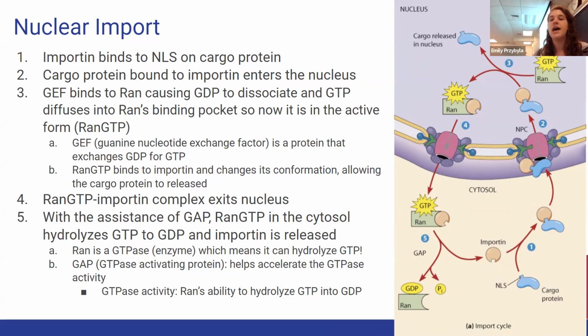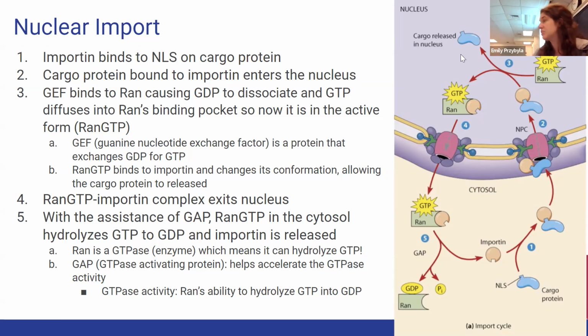Okay, so the question was about GAP and GEF and what happens if they're not working. In the case of import, we'll do that first. If GEF is not working, let's say we broke GEF, so we have a bunch of RAN-GDP, right? In the case of import, you see that GEF comes in to activate RAN, essentially. If you start at step one, importin can still bind and we can still get into the nucleus, correct? GEF does not affect that. But now we have low, if any, levels of RAN-GTP. So there are going to be a lot of times now that the cargo and importin stay bound.